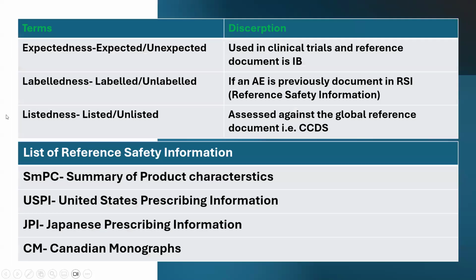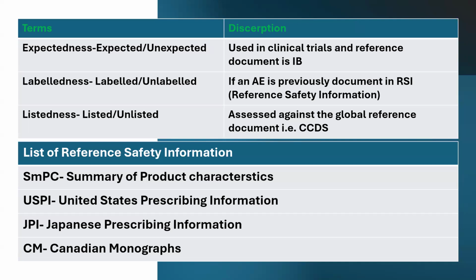So these are the terms: based on which document it is called expectedness, based on which document it is called labeledness, and based on which document it is called listedness. We use expectedness and unexpectedness in clinical trials only. When we say expected or unexpected, we are going the clinical trial route, and it must be documented in the IB, that is the investigator's brochure. When we say labeledness and unlabeledness, it is based on the reference standard information, whether the AE is previously documented or not documented in the RSI.